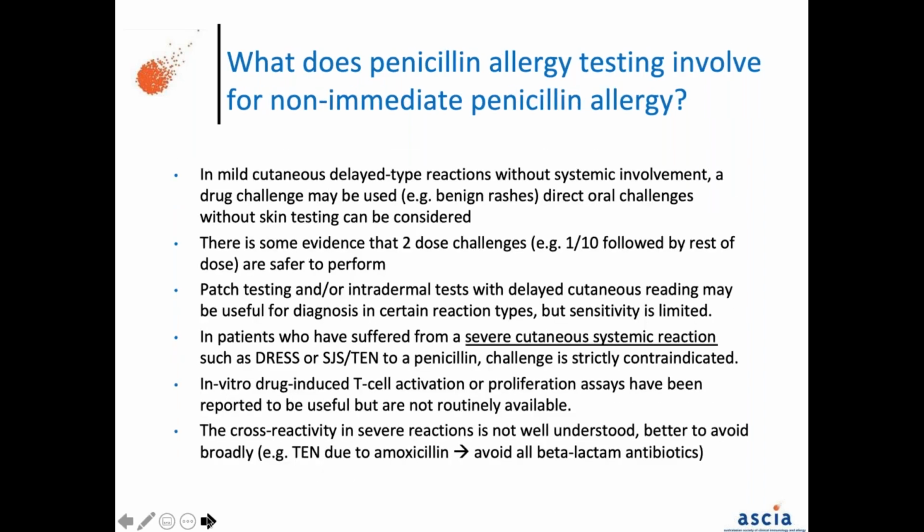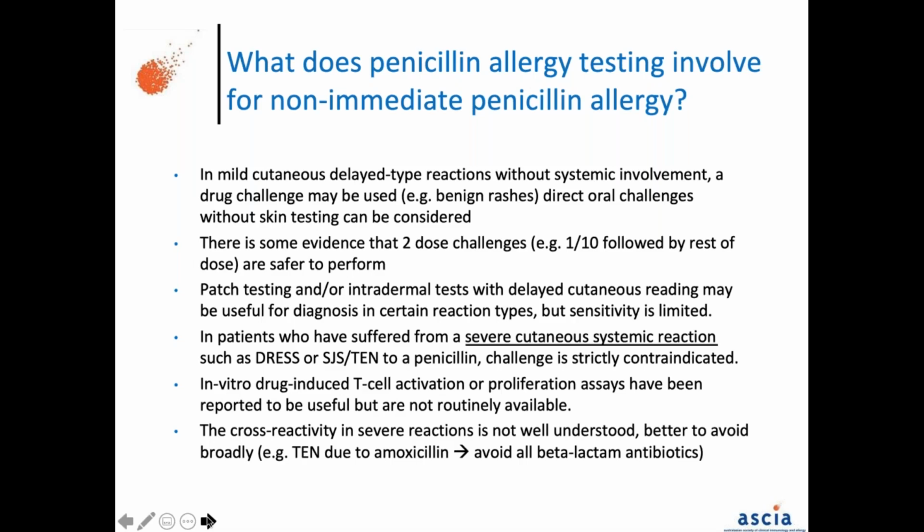For non-immediate reactions, in mild cutaneous delayed reactions without systemic involvement, so a benign rash, no systemic symptoms, no mucosal involvement, a direct drug allergy challenge for children is now recommended. That's often done as a 2-dose challenge, so we give 1/10 of a dose followed by the rest of the dose. So you no longer need skin testing in children that present with a benign rash without systemic involvement to an antibiotic. Of course, you need to perform that challenge in a context where anaphylaxis can be safely managed.